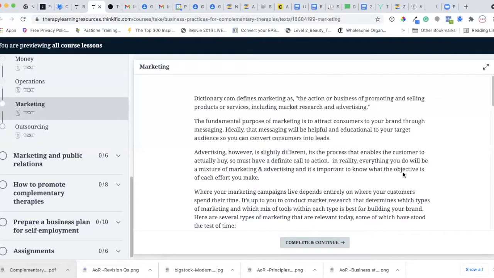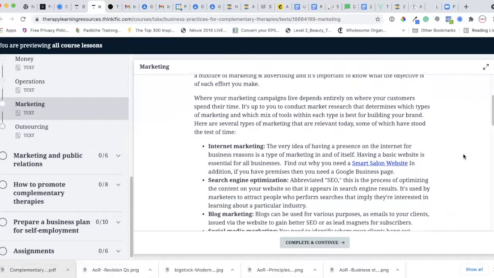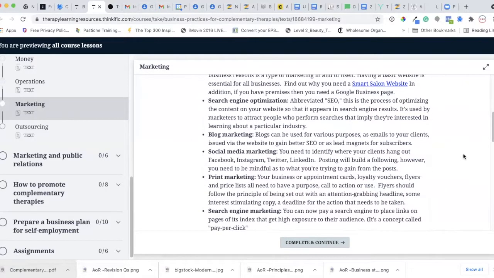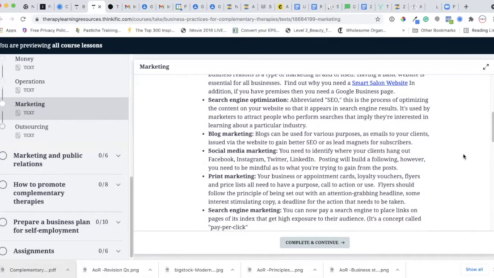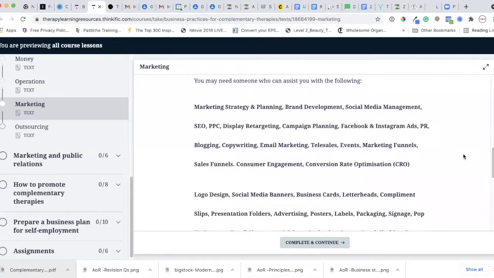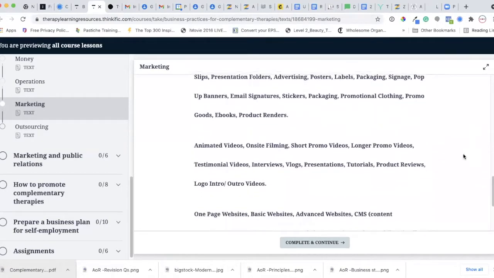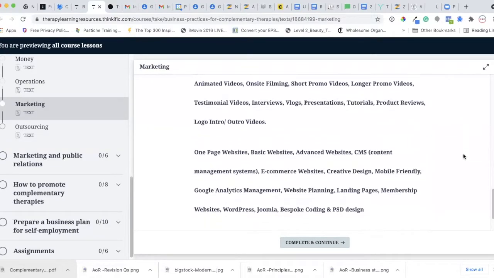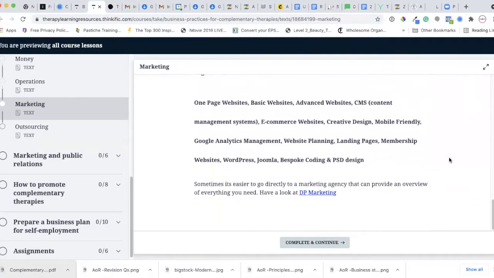Then with the marketing, huge subject. It can go on forever, and that's not what this course is about. These courses are not about marketing your business. It's about business practices. It's the stuff underneath it, if you like. There are so many support processes for marketing. I've included as much as I can in here.